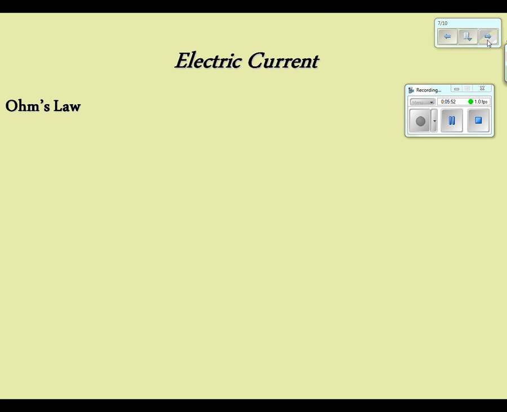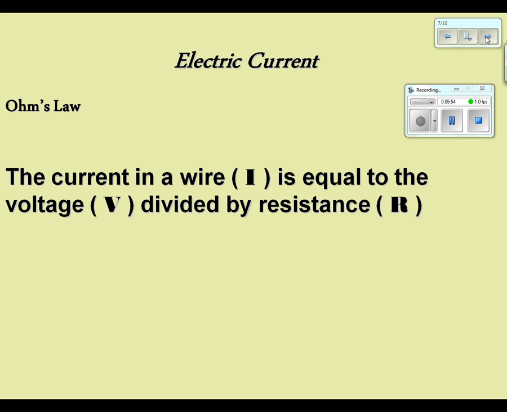Well, that's the formula for it, right? The law itself in words is the current in a wire, I, is equal to the voltage divided by the resistance. It's directly proportional to the voltage and inversely proportional to the resistance. The greater the resistance, the more pushback, the more kinks in the hose, the more people in the mall, the greater the resistance, which means less current.